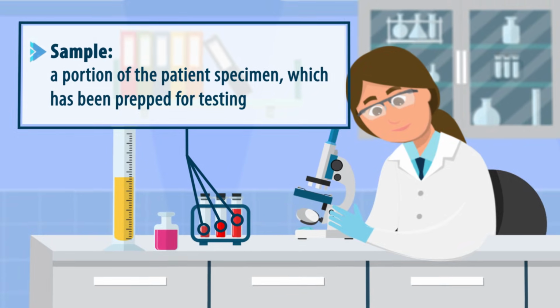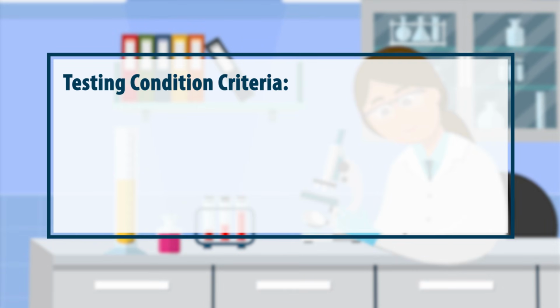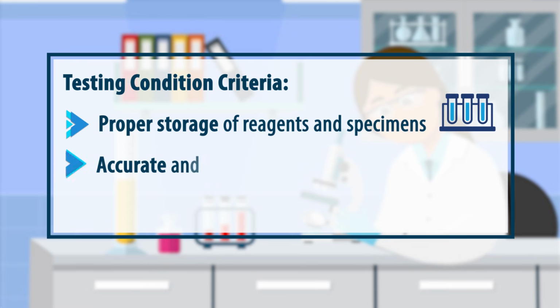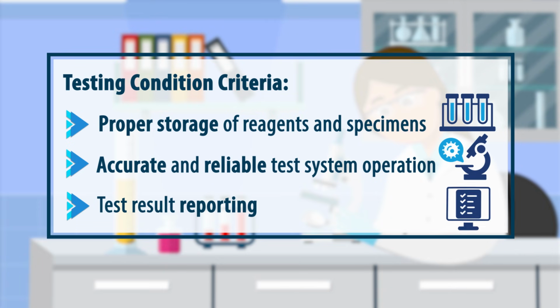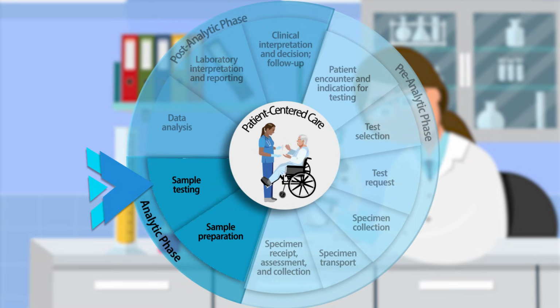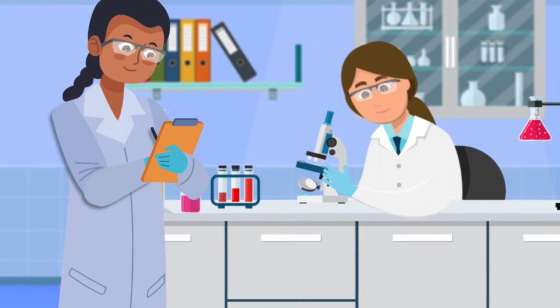The laboratory can define criteria for appropriate testing conditions, which may include proper storage of reagents and specimens, accurate and reliable test system operation, and test result reporting. Sample testing is performed to gather data and is the last step in the analytic phase. Monitoring and documenting testing conditions can help assess the quality of the testing system.